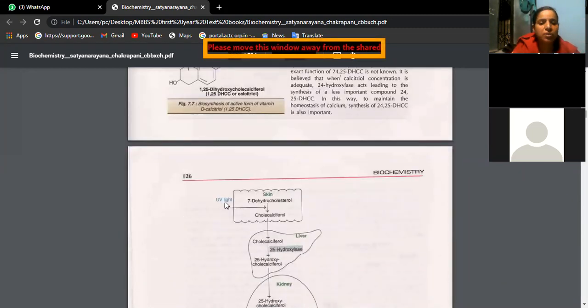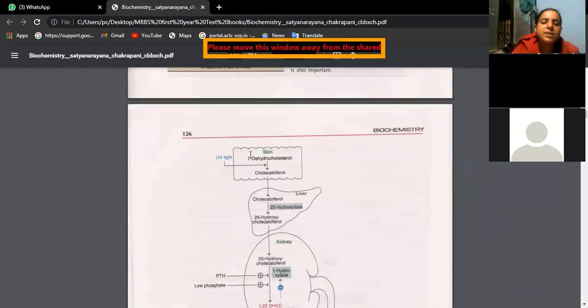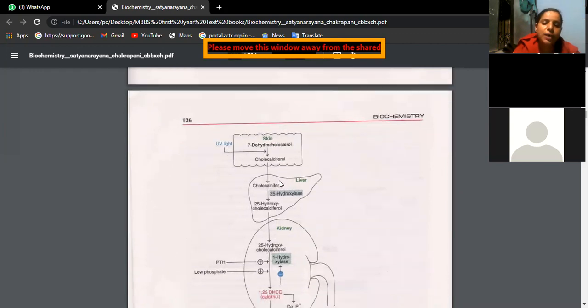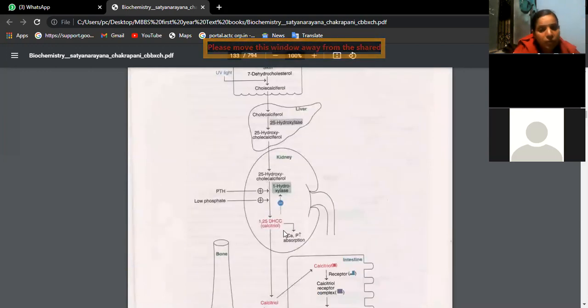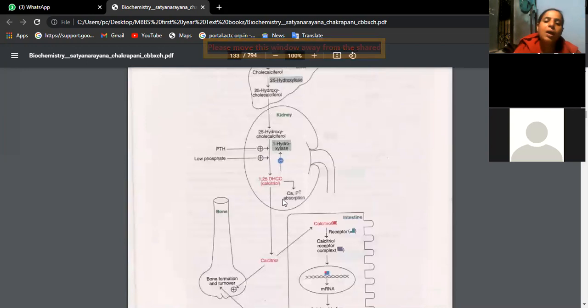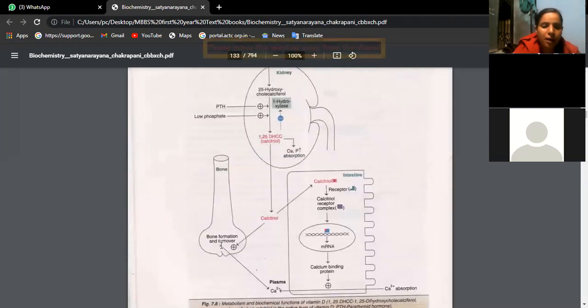Before I go to functions, let me finish this. In the skin, we have 7-dehydrocholesterol. In the presence of UV rays of sunlight, it is converted to cholecalciferol. The liver converts it to 25-hydroxycholecalciferol. The kidney converts it into 1,25-dihydroxycholecalciferol, which helps in the reabsorption of calcium from the renal tubules and also from the intestines. Intestinal absorption of calcium is also increased.